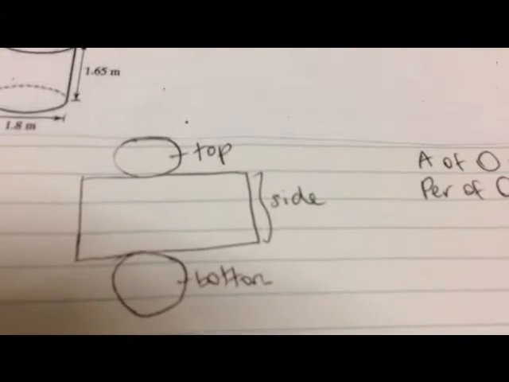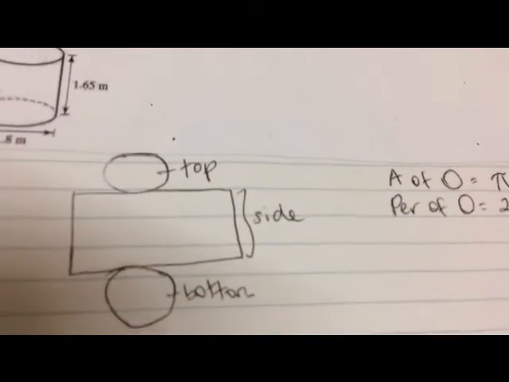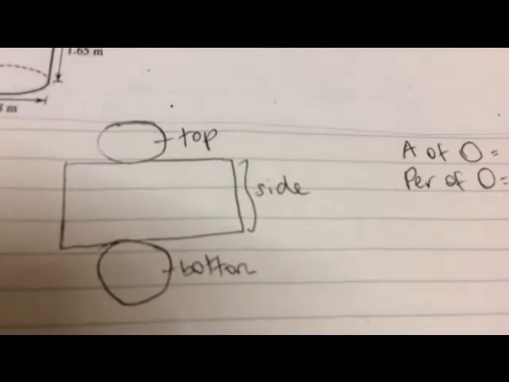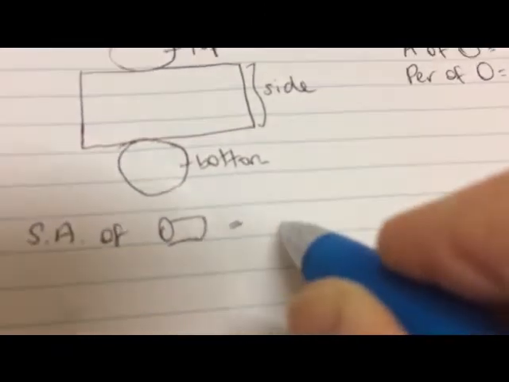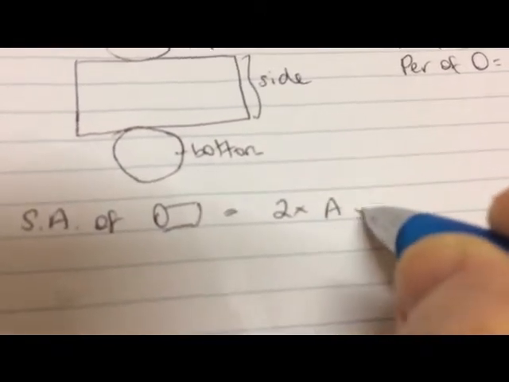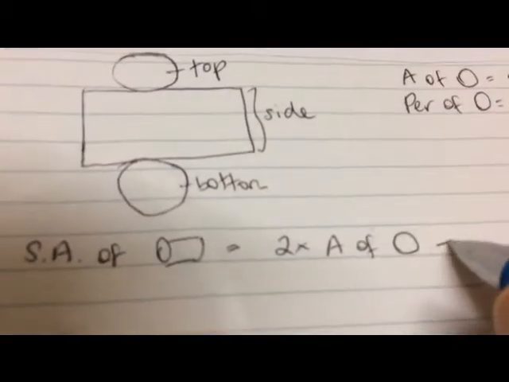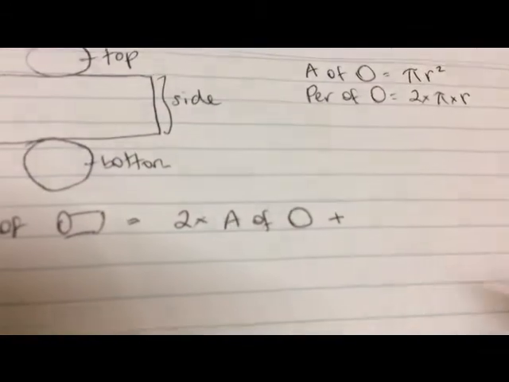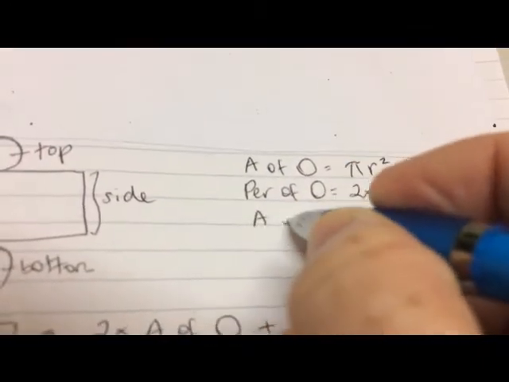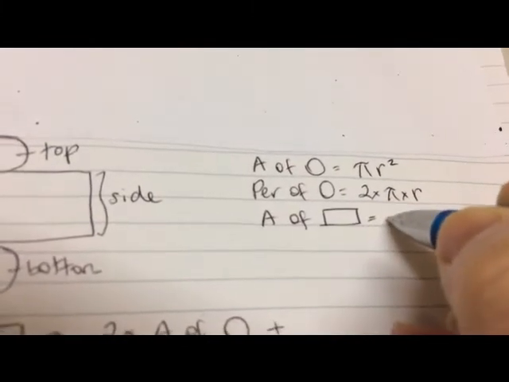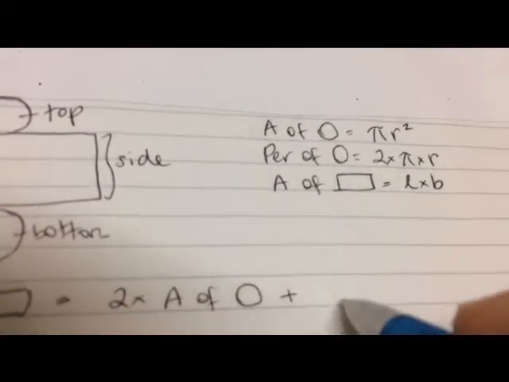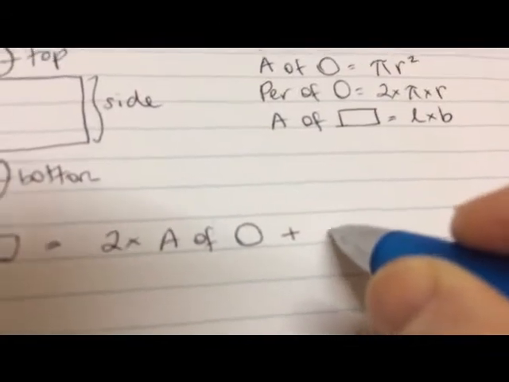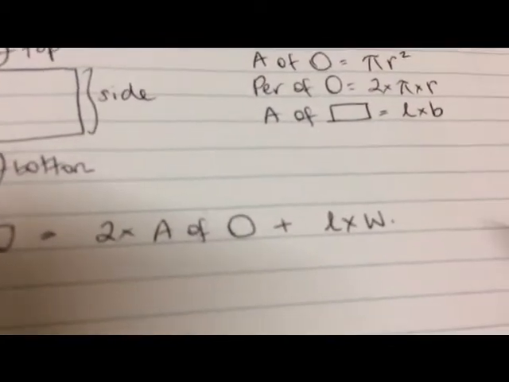So going back to our net of this cylinder, you can see that we have two circles to work out the area for. So I'll write surface area of our cylinder, I'll draw it on its side, equals 2 times the area of the circle plus the area of the rectangle. So I'll stick area of rectangle up here, and we want length times breadth or width there. So 2 times the area of the circle plus length times width for that rectangle.